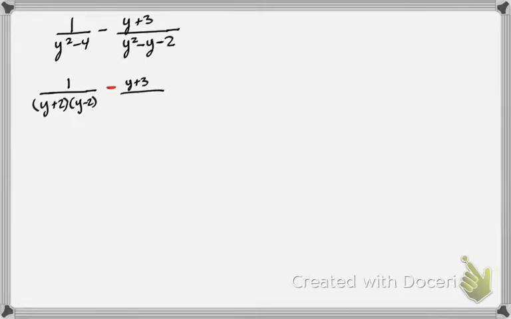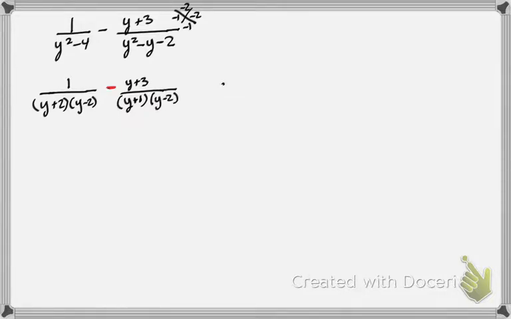I've got to factor this. So what multiplies to -2 and adds to -1? -2 and 1. So this would be y plus 1 times y minus 2. There it is. That's what I did wrong last time.